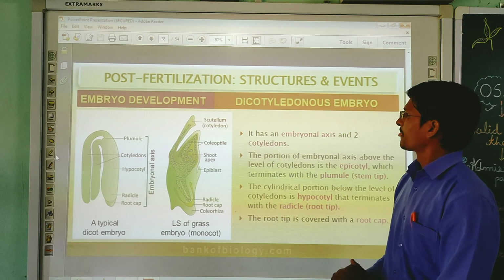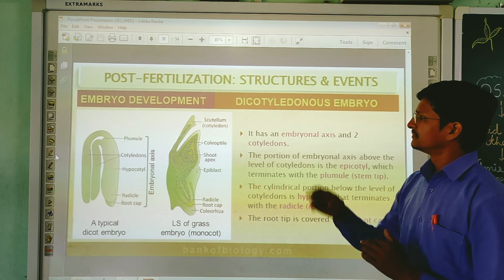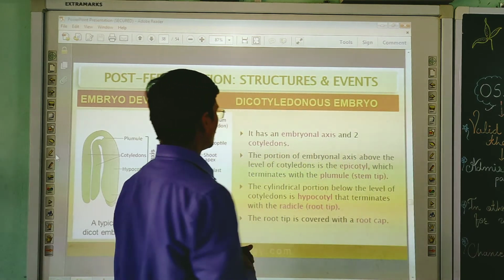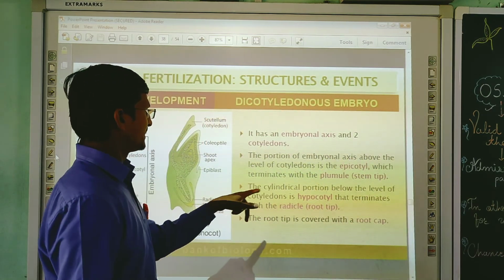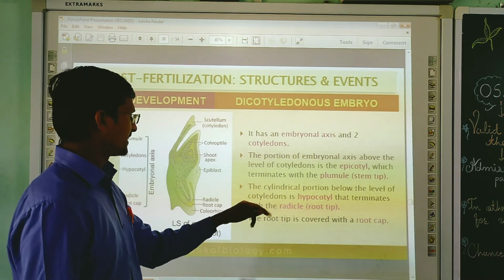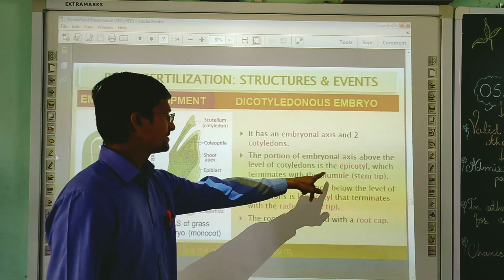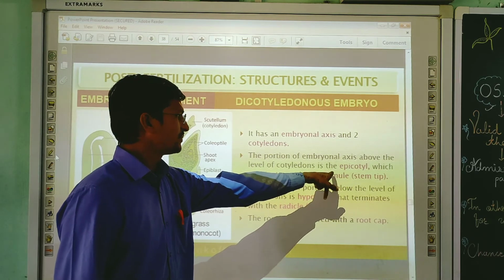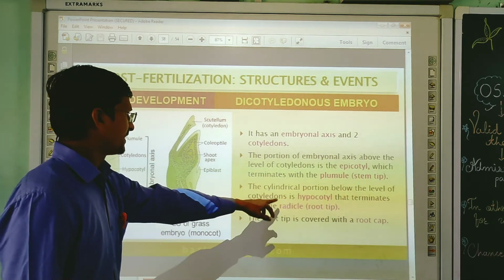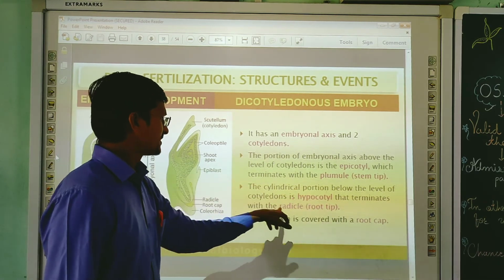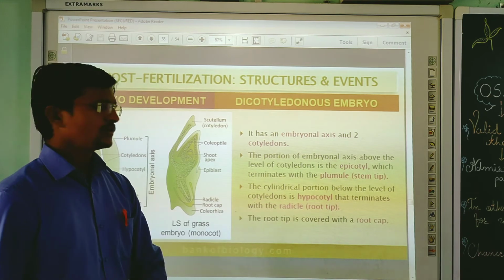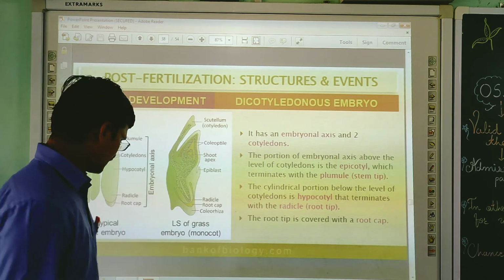Here is the embryo development in dicotyledons, that is, two cotyledons. In that, the plumule is the stem tip and the radicle is the root tip. Remember this: the epicotyl is the plumule, the stem tip, and the hypocotyl is the radicle, the root tip, and the root tip is covered with a root cap. Generally we know this.